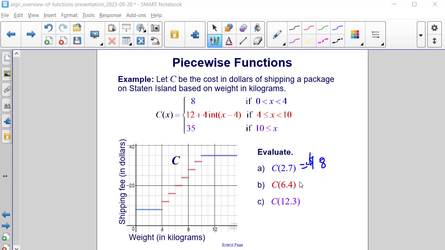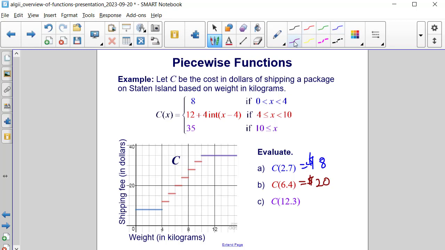Now let's look at part B, the cost for shipping a package that is 6 4/10 kilograms. Well, that's going to fall between the 4 and 10. So we can substitute 6.4 in for x. We would get 6.4 minus 4, which is 2 4/10. The greatest integer of 2 4/10 will be 2. 2 times 4 is 8. 8 plus 12 is going to be 20. We could also go to 6 4/10, that's right about here, and it does directly fall or come out as $20.